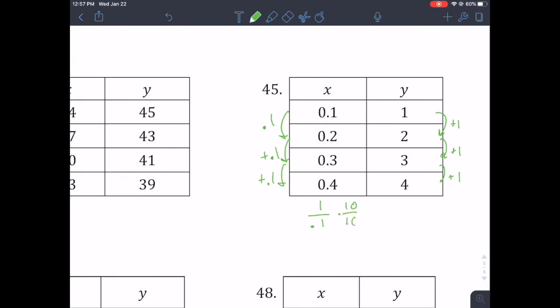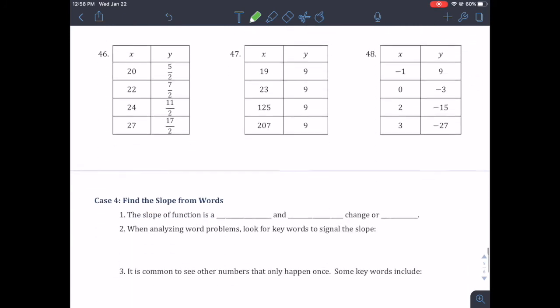But if we multiply it by 10 over 10, we can find an equivalent fraction. So this would be 10 over 1. Oh, that's it. The slope is 10. So not too scary. Every time, look for the change in y and the change in x. They should be in the same ratio, and that's going to be your slope.